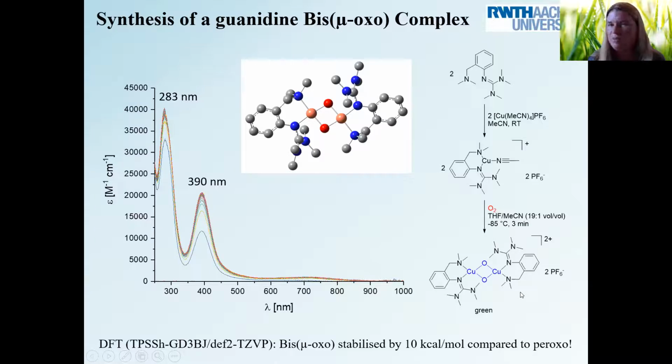So that's always an important result for us, if we only see an oxo at different temperatures, does it stay only an oxo, or do we just miss a peroxo?